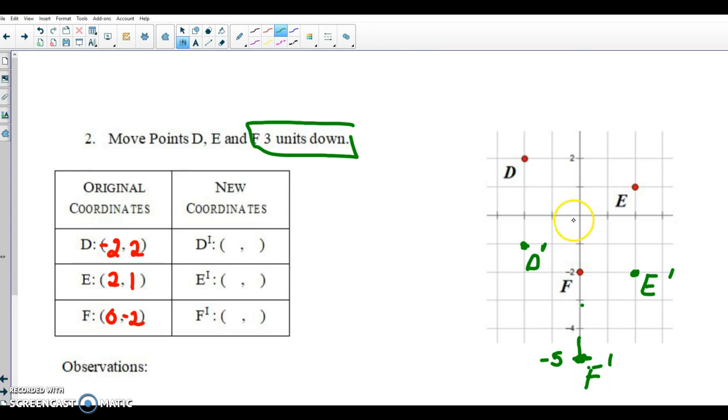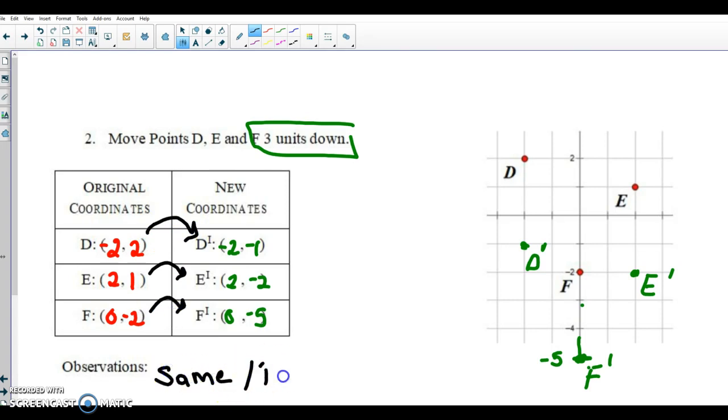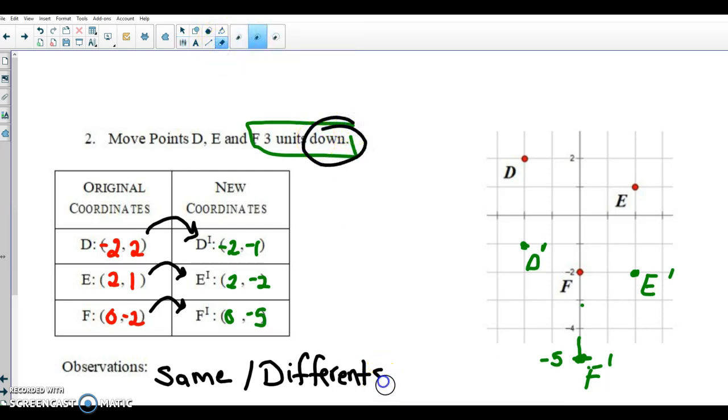So now let's go ahead and write the coordinates. D prime is -2, -1. E prime is +2, -2. And F prime is 0, -5. Again, look at the original versus the new. Do you notice anything same? Anything different? Any patterns? Remember, on the last one we moved to the right. This one we moved down. Pause the video and answer that question.